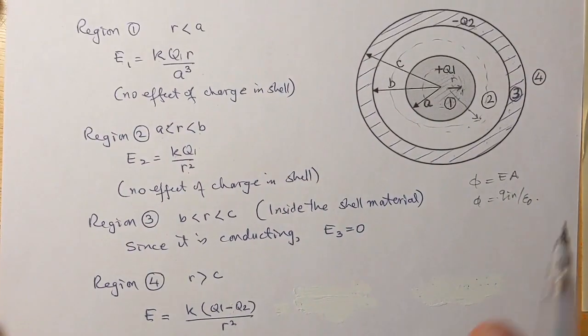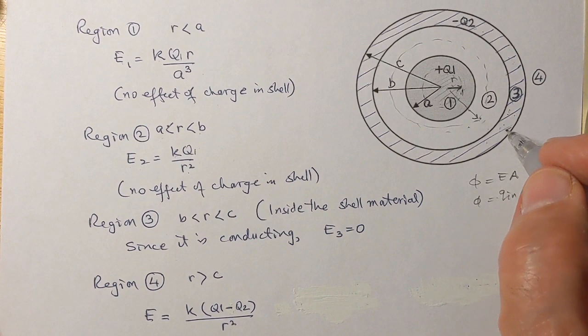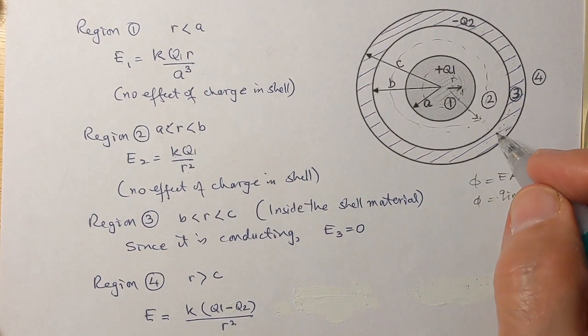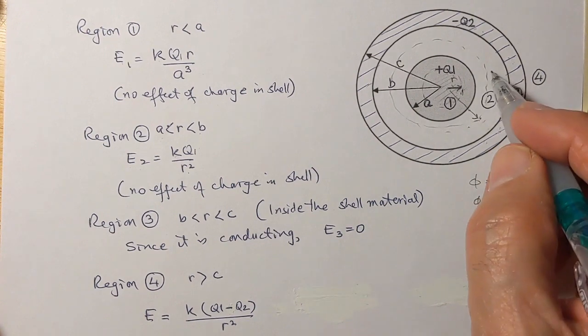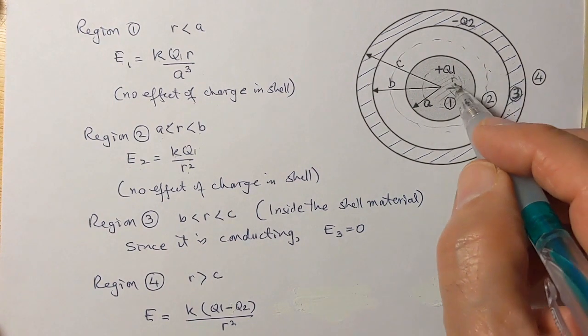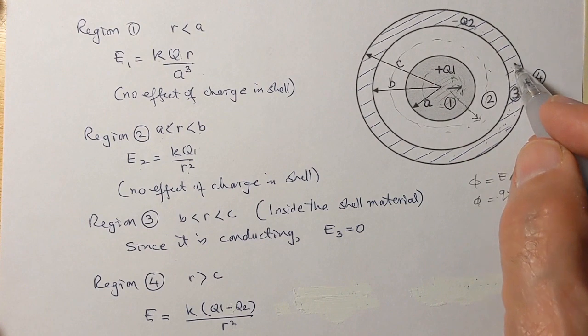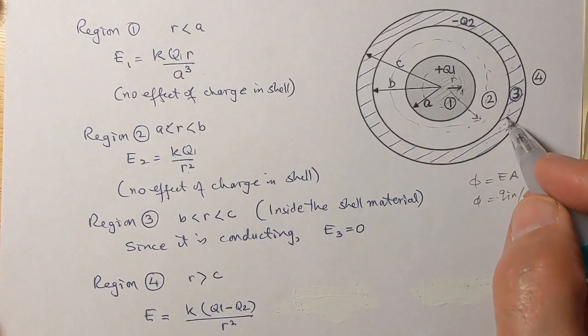Now we come to region 3, which is in here, and because it's inside a metallic material, the electric field here is going to be 0. Now it's not 0 here because there's a charge in here. The effect of this charge is 0. So in here, the electric field is going to be 0.